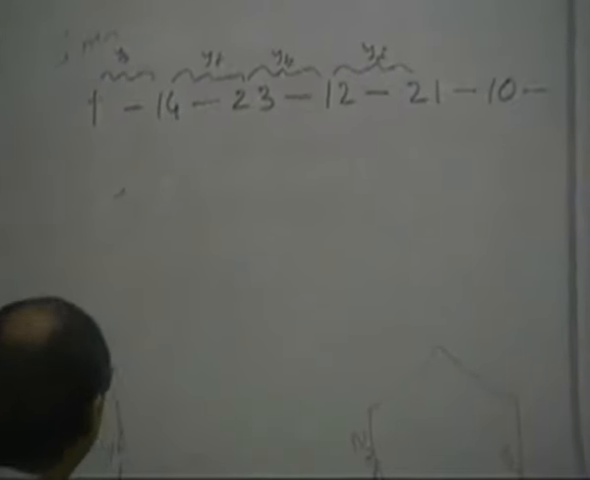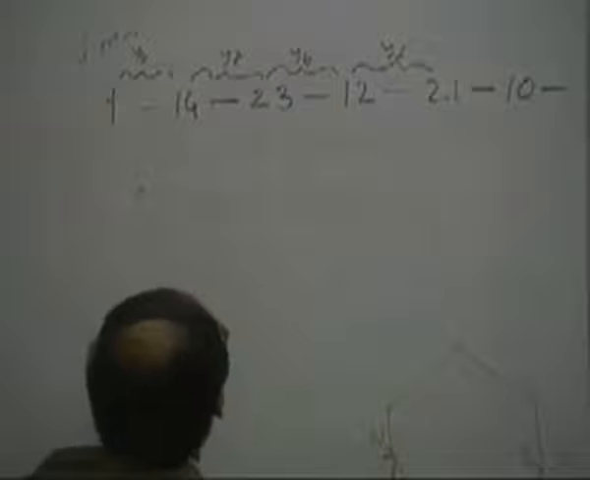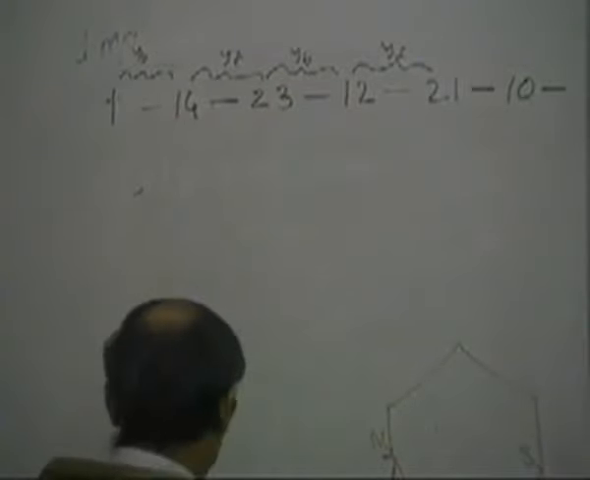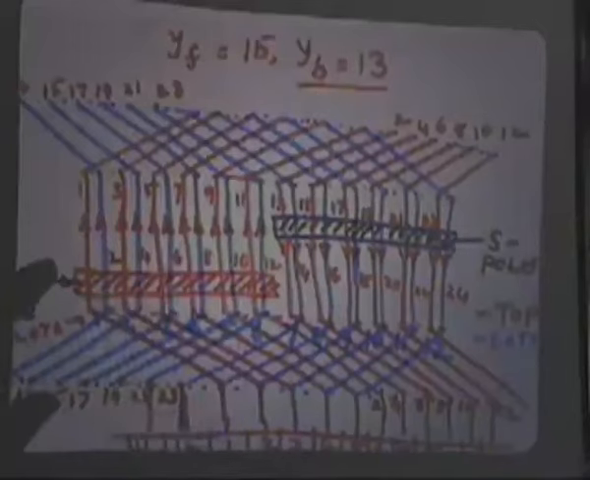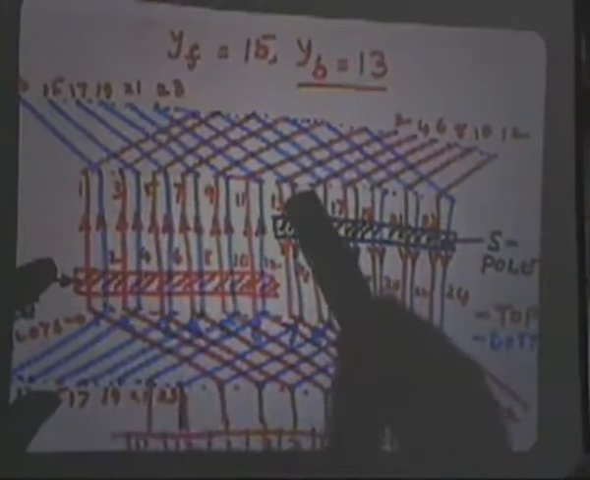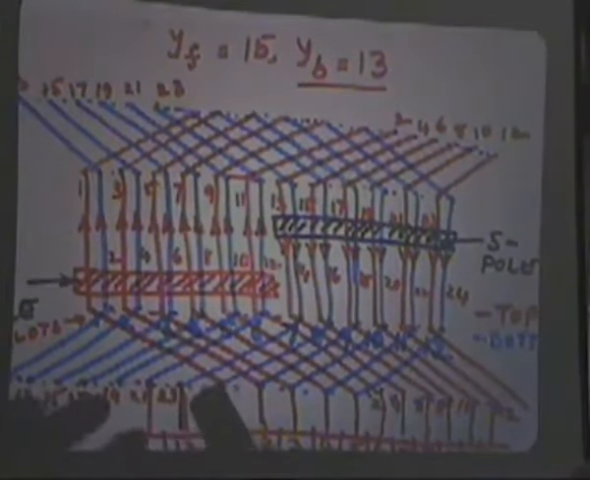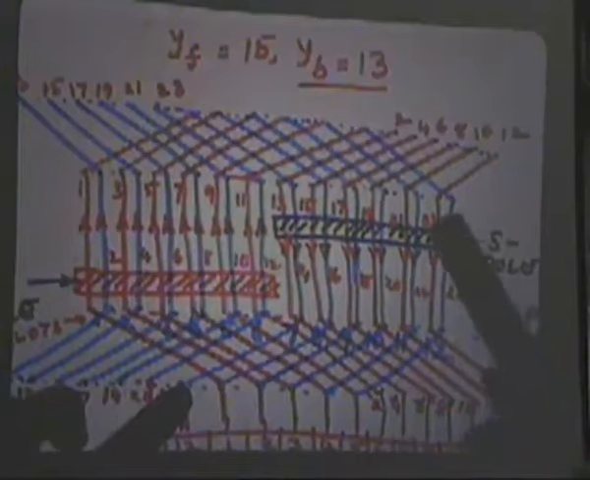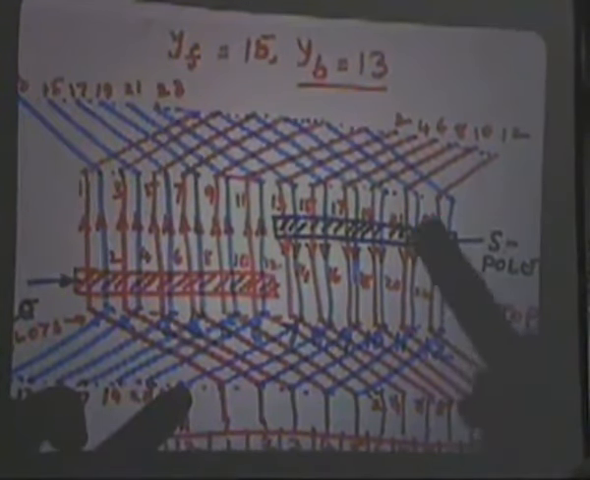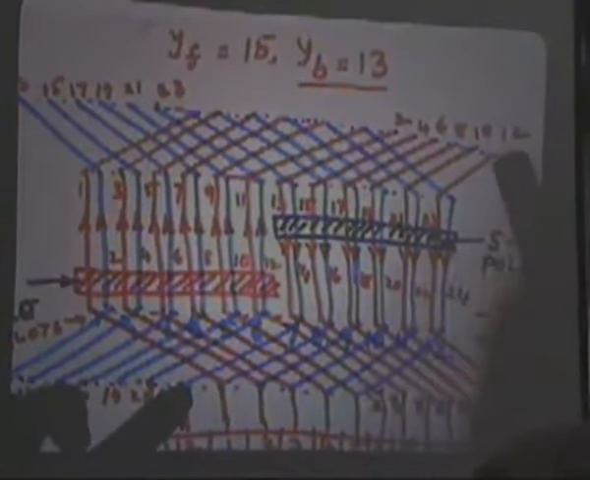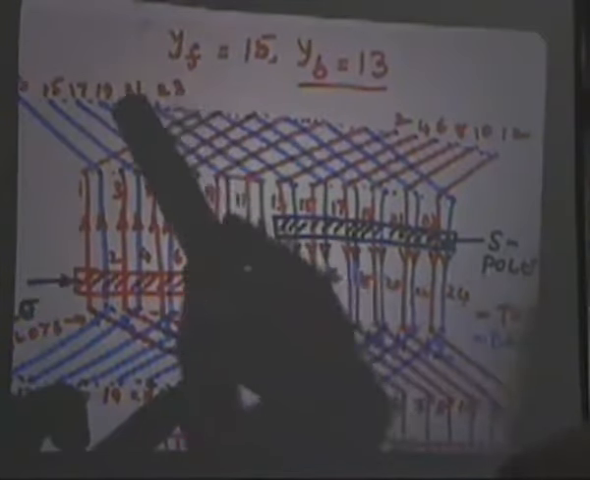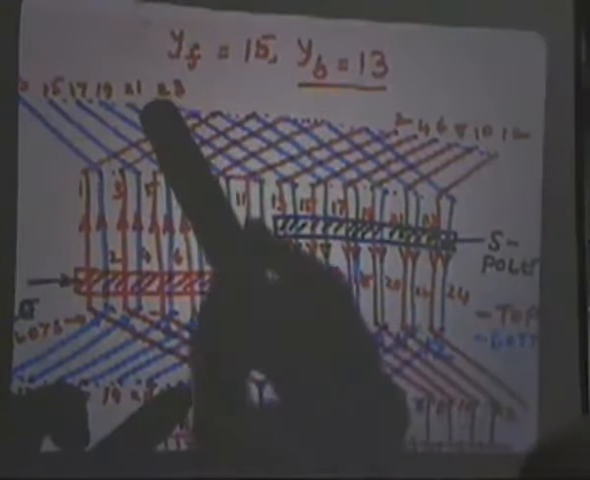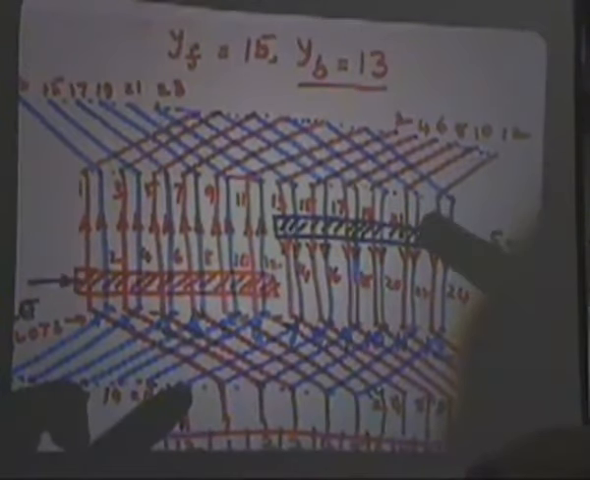And in this combination you will go through the whole route as shown here. You have seen that 1 has gone to 14, 14 has gone to 23, 23 goes to 12, and then 12 goes to 21, right, and then it follows like this.